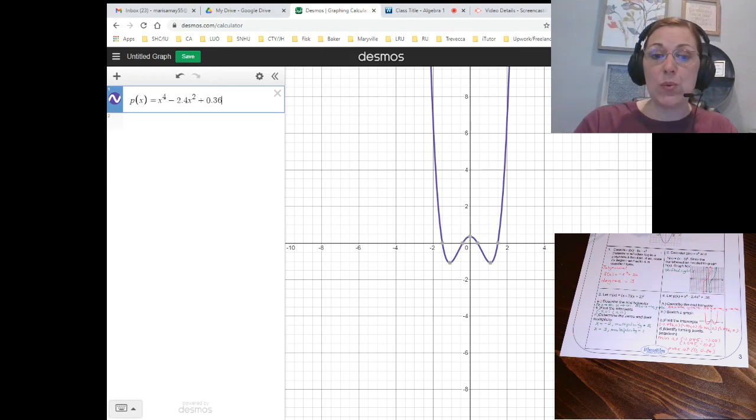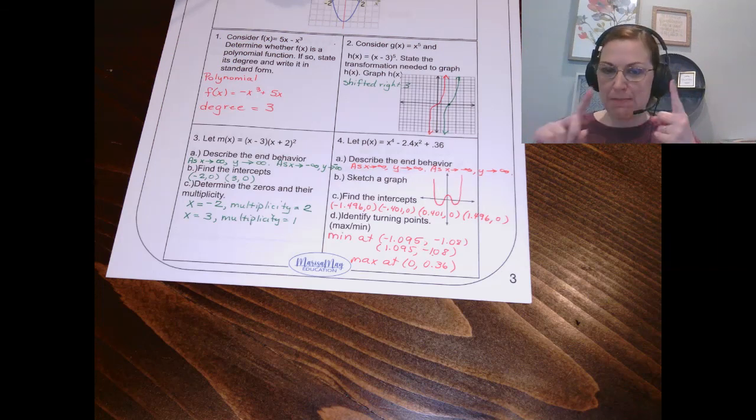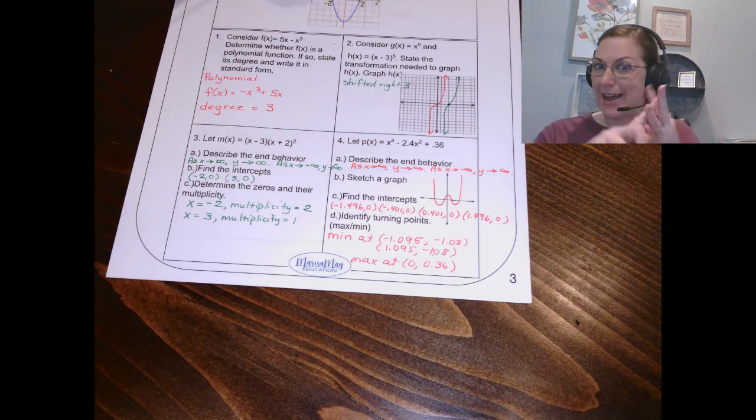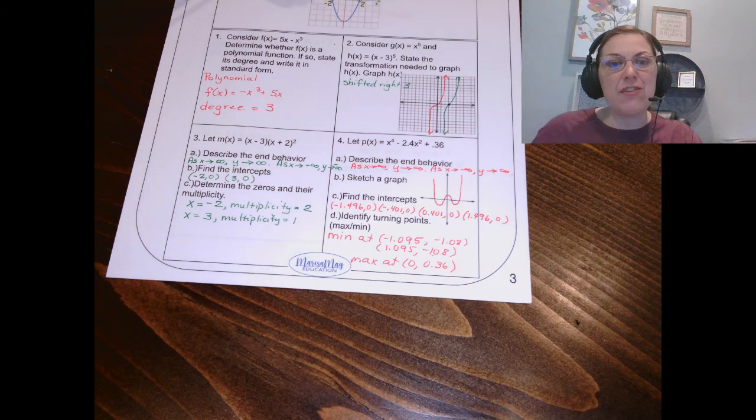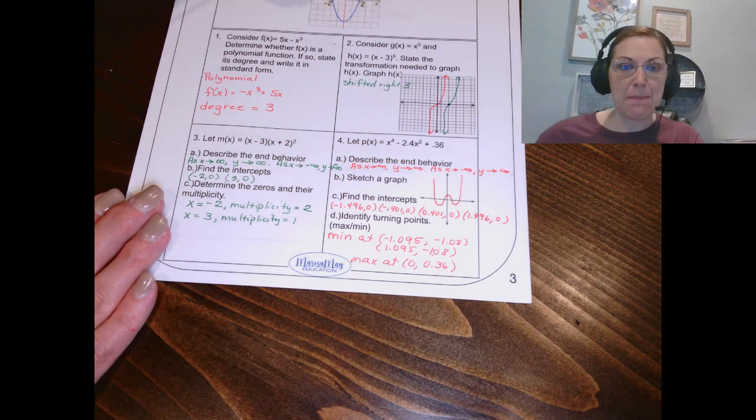Okay, so friends, please use your Desmos graphing calculator to help you with identifying these, but know what these words mean when we're looking for turning points, zeros, x-intercepts. What are we looking for to write about the end behavior? All of that is very important here.